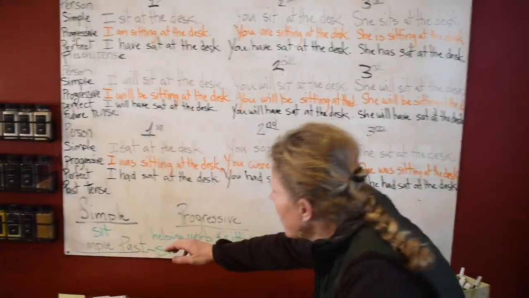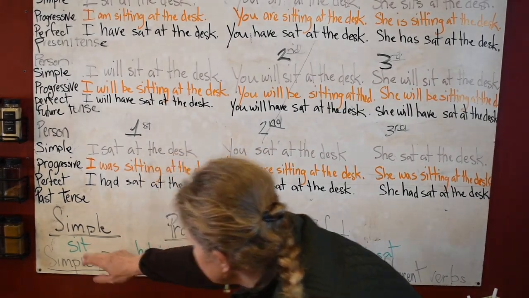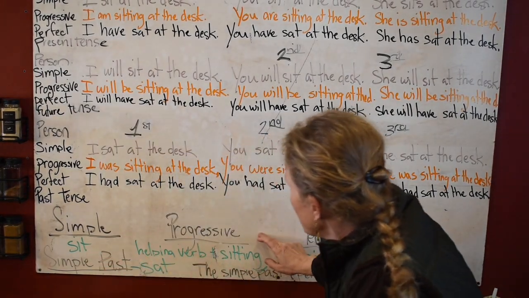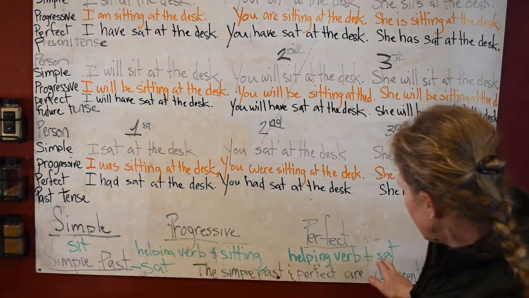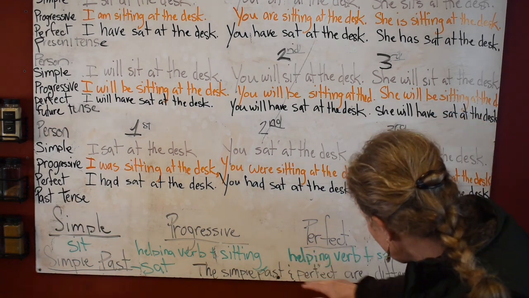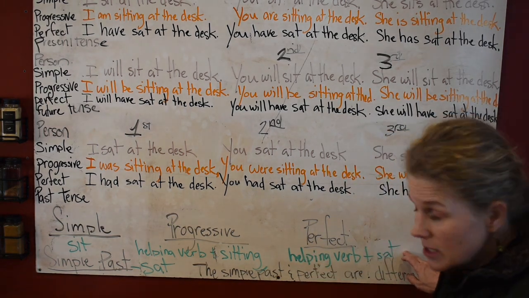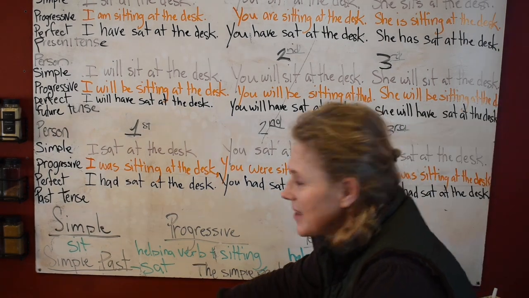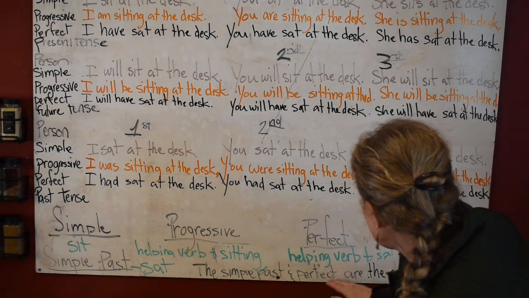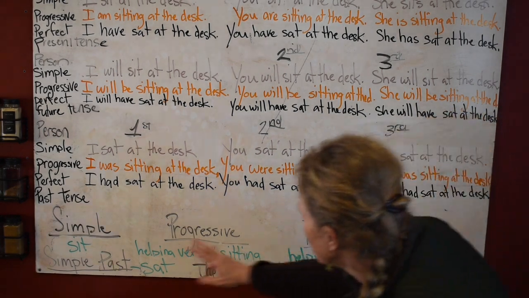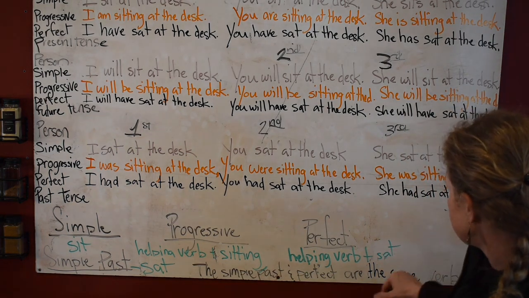Remember, the simple is sit. The progressive is your helping verb plus sitting. Now the perfect is your helping verb plus sat. Okay, this is the simple past, it's sat. So the simple past and the perfect use the exact same verb form.